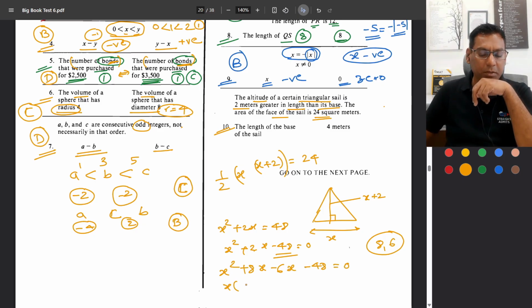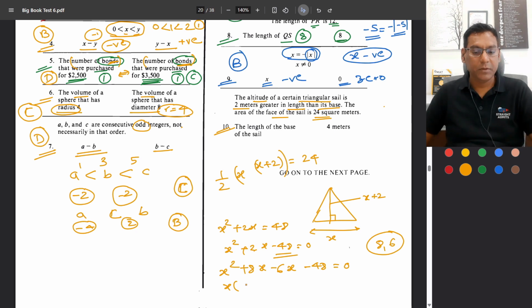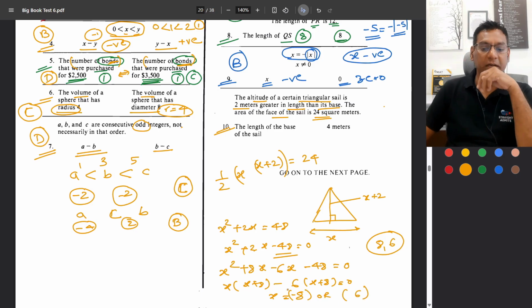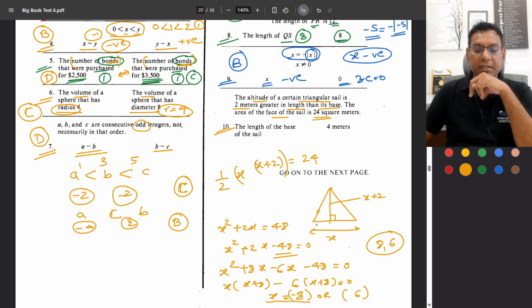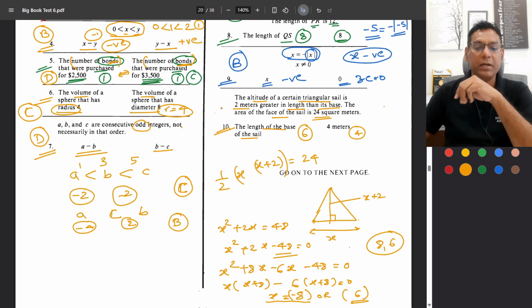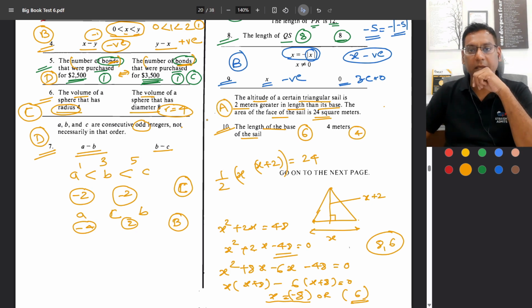Let me take x common, so I get x plus 8 times x minus 6 is equal to 0. So either x is going to be minus 8, or x is going to be 6. The possibility x equal to minus 8 doesn't exist here because we are talking about a distance, so x has to be 6. The length of the base of the sail is 6, to be compared with 4. The answer is going to be answer choice A.